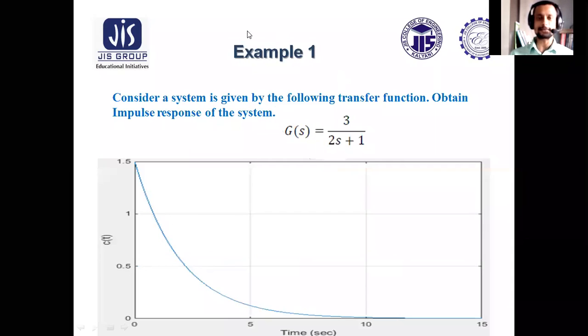Okay, let us consider this example here. Here, G(s) is given as 3 by 2s plus 1. It's a first order system as the highest power of s in the denominator of the transfer function is 1. What would be the impulse response of the system? Here K equals 3, T equals 2 if it is compared with K by sT plus 1. So we know the output equation for a unit impulse function is c(t) equals K by T e to the power minus t by T. So we will obtain an exponentially decaying curve, and the initial magnitude will be K by T, that is 3 by 2, that is 1.5. So this is very simple.